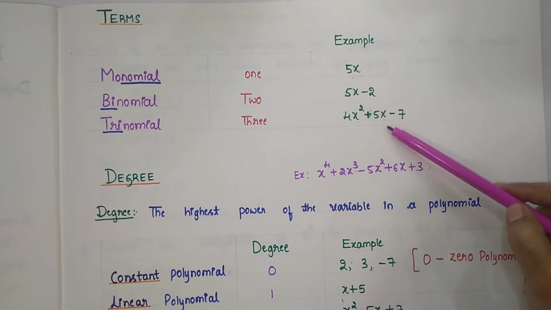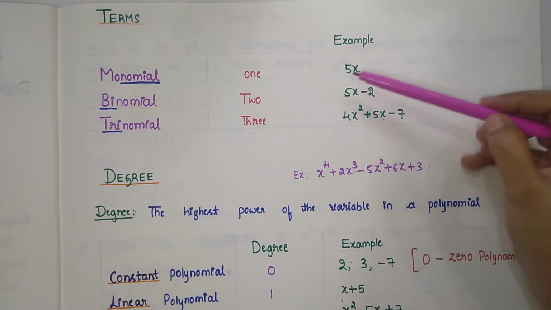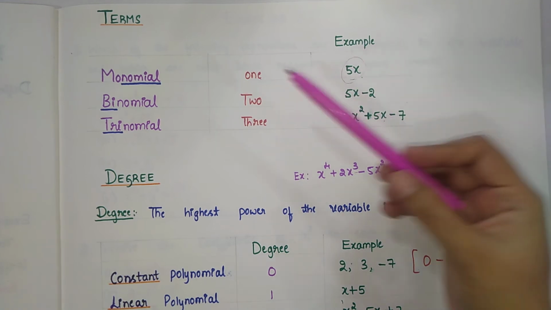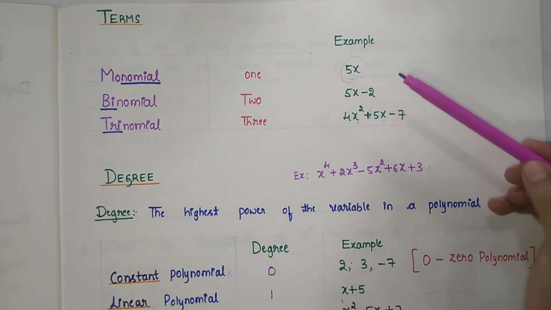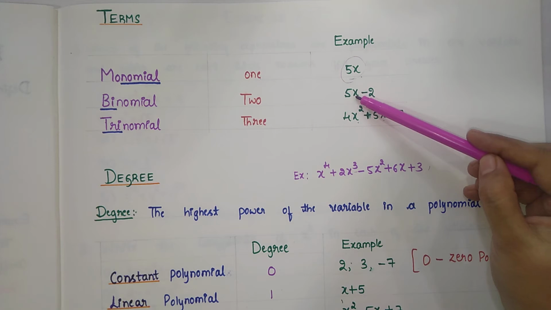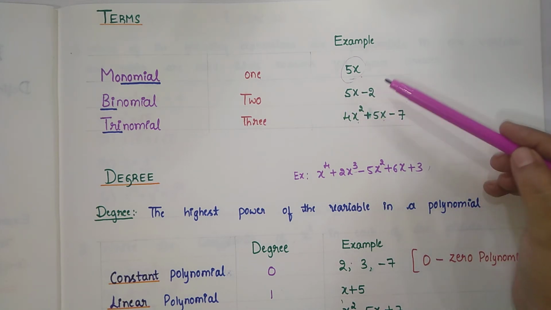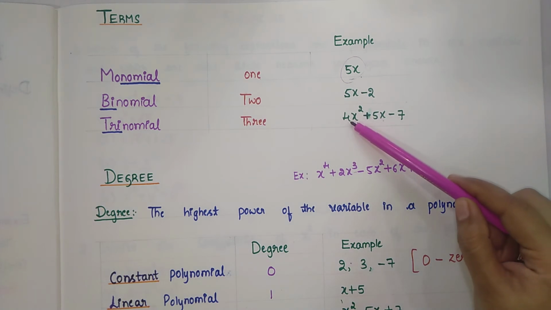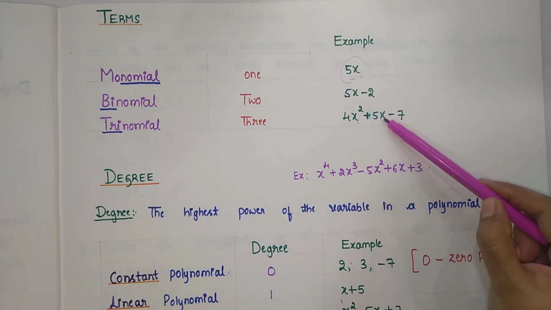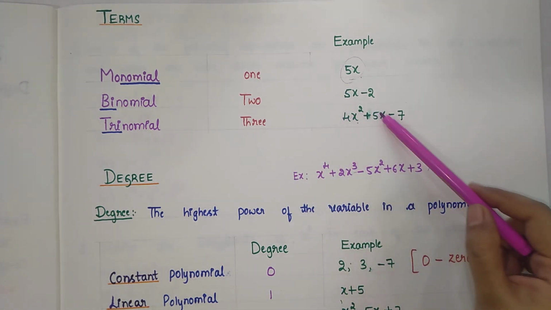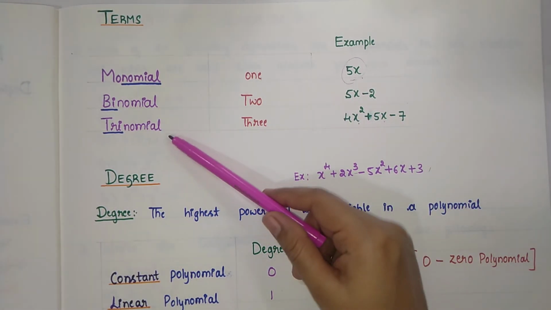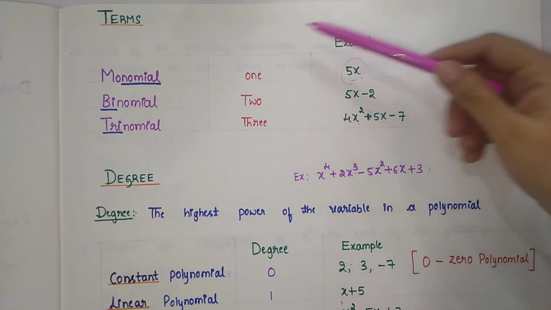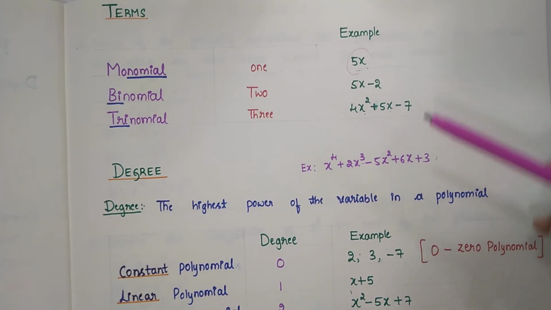So here I have given one example for each. So you can see the first one, we have only one term, that is 5x, so it is called as monomial. And in the second example, we have two terms, 5x and 2. So there are two terms, so we will call that as binomial. Similarly, in the third example, we have three terms, 4x square, 5x and minus 7. So there are three terms, so we will call that as trinomial. So this is how the polynomials are categorized based on the number of terms in that polynomial.